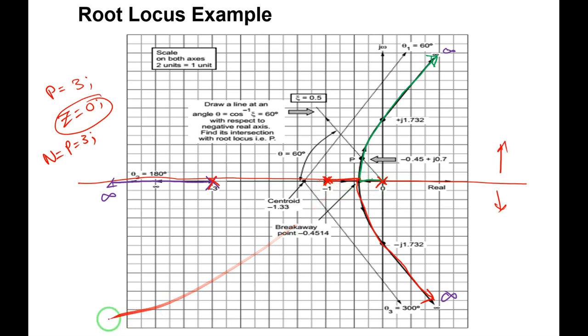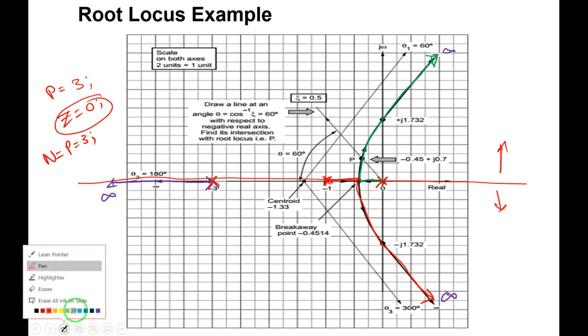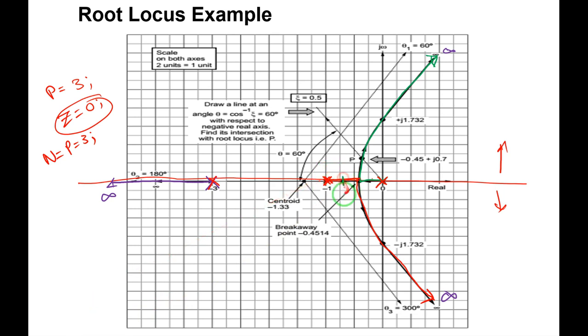Let me locate one point here, and call this point A, between locations 0 and -1. To the right hand side of point A, I will count the number of poles and zeros. If I count, no zeros are there, only one pole. It is odd. If it is odd, it means yes, the section 0 to -1 is a part of the root locus.